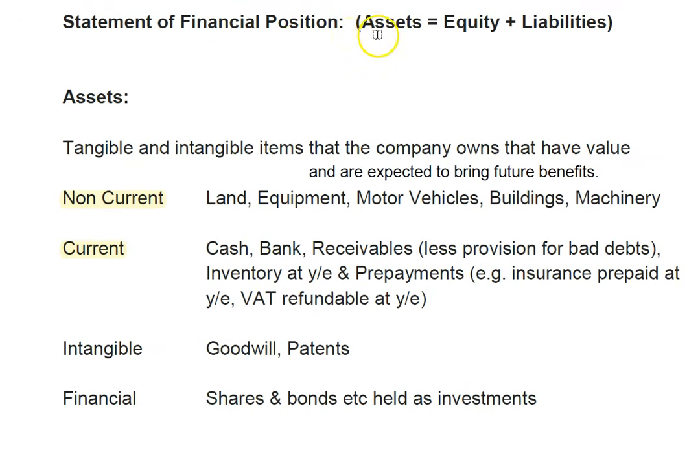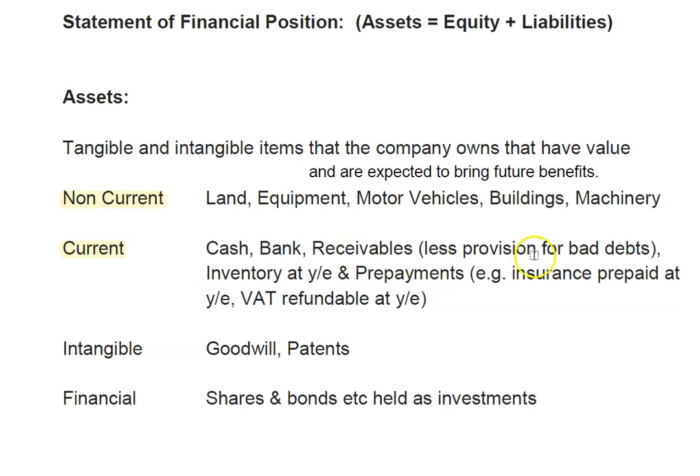Really, the format of this is we put our assets on the top half and our equity and liability accounts on the bottom half. And the total of the assets should equal the total of the equity and liabilities. So our assets are the resources, intangible and tangible items that the company owns at the year end, that have value and are expected to bring future benefits to the company. Examples are non-current, which are long-term assets, and current: cash, bank, receivables.